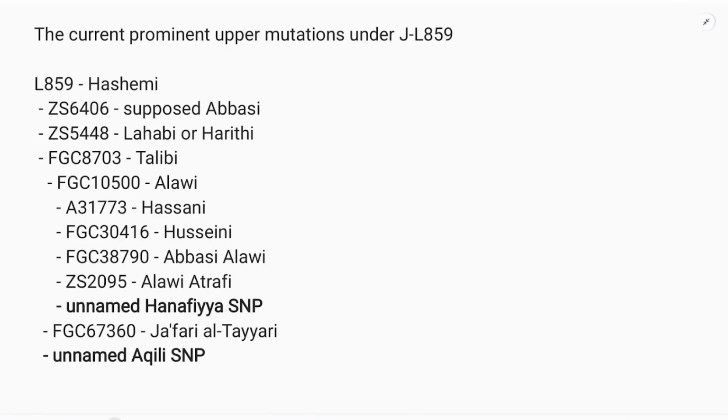So the FGC 67360 SNP has been identified, and their descendants do actually have claims to descend from Jafar al-Tayyar alayhi salam. And finally, there is currently no named SNP for Aqil ibn Abi Talib alayhi salam, but there is currently one man belonging to no SNP underneath FGC 8703, so he is presumed to belong to the line of Aqil ibn Abi Talib alayhi salam. So next we shall address each of these SNPs and any flaws that may belong to them, and yes, inshallah, we will gain much more knowledge in this topic.